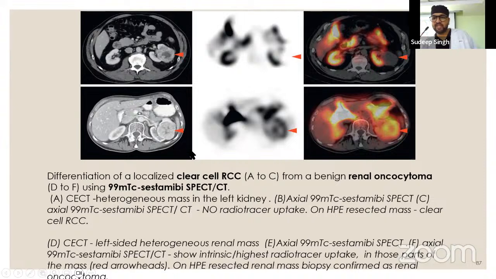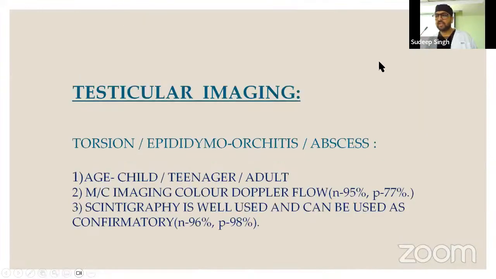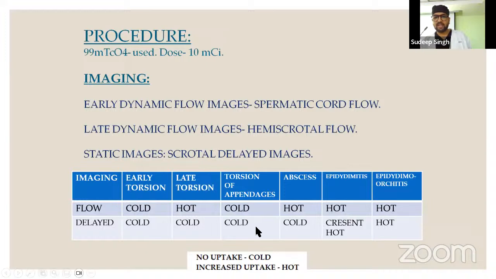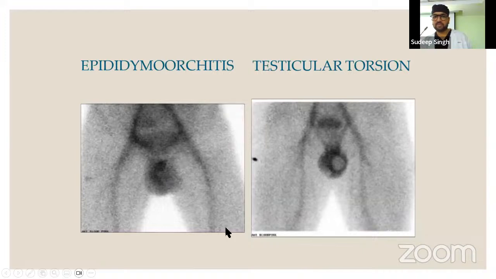So in a sestamibi scan, there is uptake in the renal oncocytoma, but there is no uptake in the clear cell RCC. It can also be used for testicular imaging in torsion, epididymo-orchitis, or abscess. In early torsion, there is a cold defect in both the flow and delayed phase. In abscess, there is a hot defect in the flow phase and cold in the delayed phase. And in infection, it is hot in the flow phase and the delayed phase is also hot. So this is epididymo-orchitis, and in testicular torsion there is a cold defect.